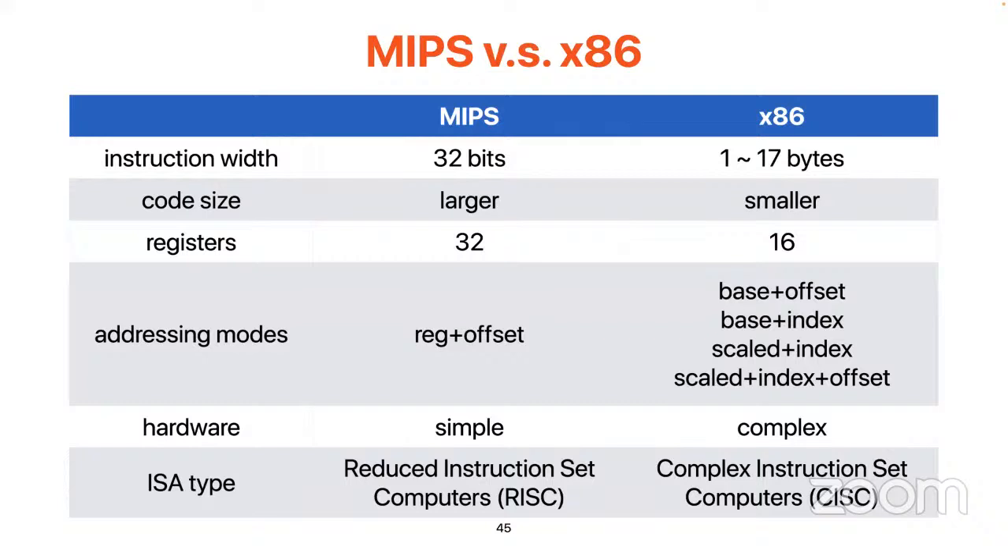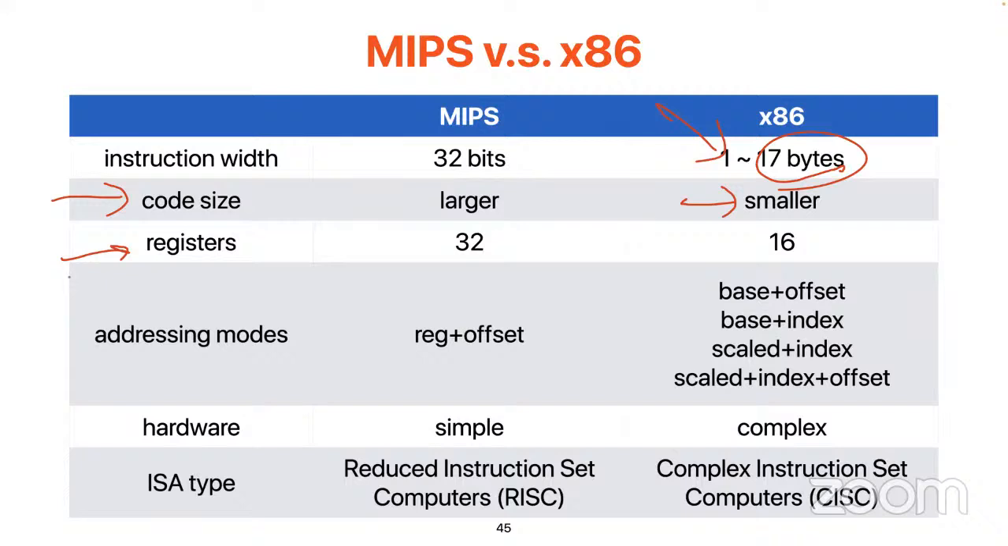However, for x86, your instruction may be as short as 1 byte, as long as 17 bytes, right? So it's very difficult to decode. And the other thing is the code size, which is about how many static instructions you have in a compiled program. For MIPS, typically you need more instructions, and for x86, it's typically smaller. Number of registers, MIPS has more, because you need more temporary values to be stored. Otherwise, this instruction set architecture won't work.